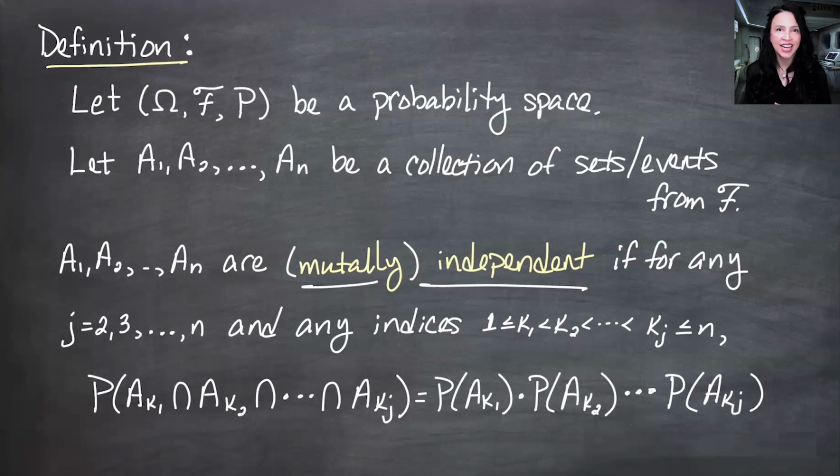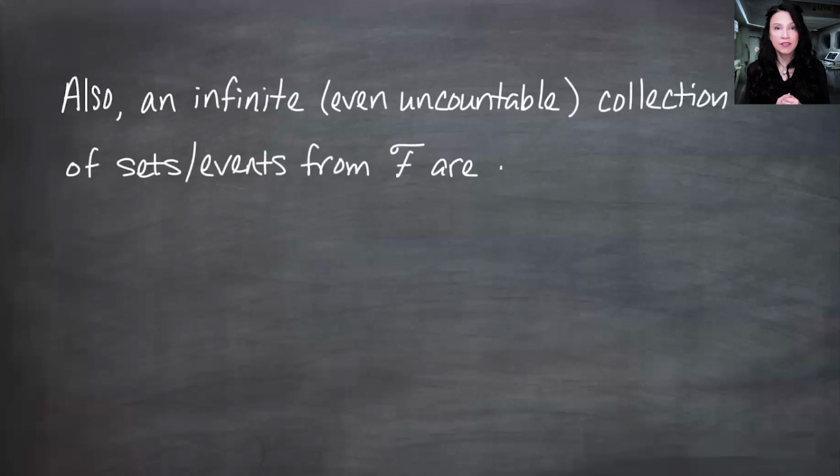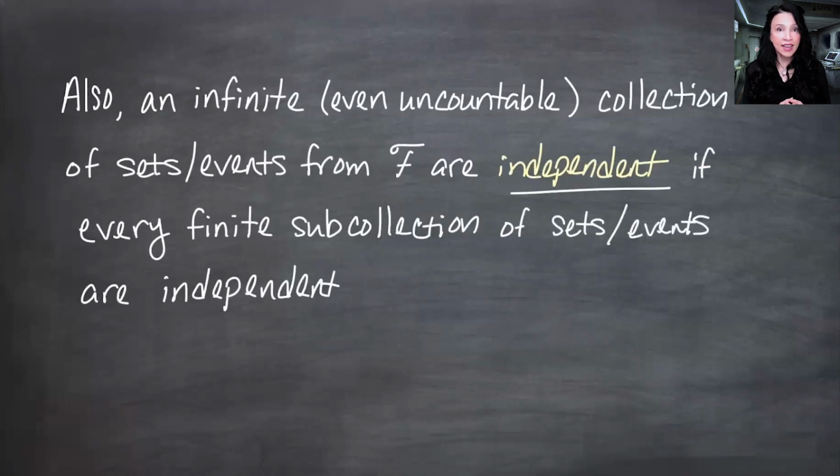But first, I want to define independence of sets if you have a bigger collection of sets, so not finite, countable or even uncountable. If you have an infinite collection of sets that's countable or even uncountable from a sigma field F, the sets in that collection are defined to be independent if every finite subcollection of sets or events is independent in the sense of our previous definition. I'll say more about that later when we actually need it.